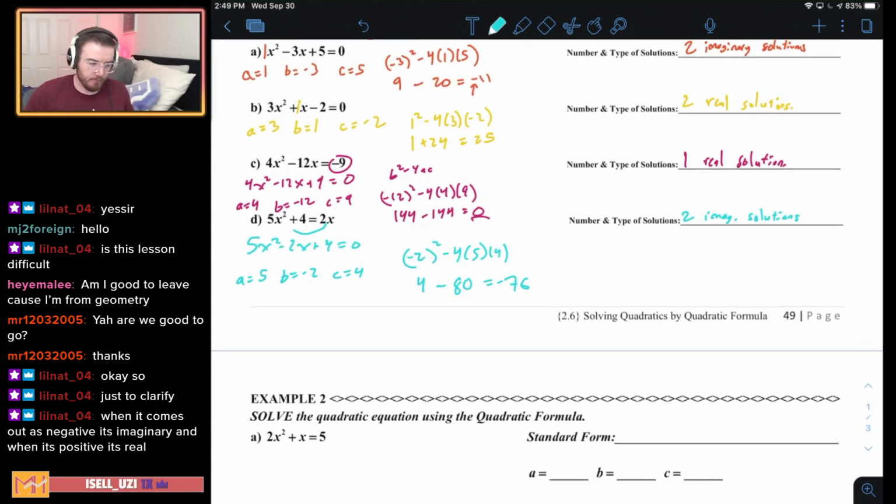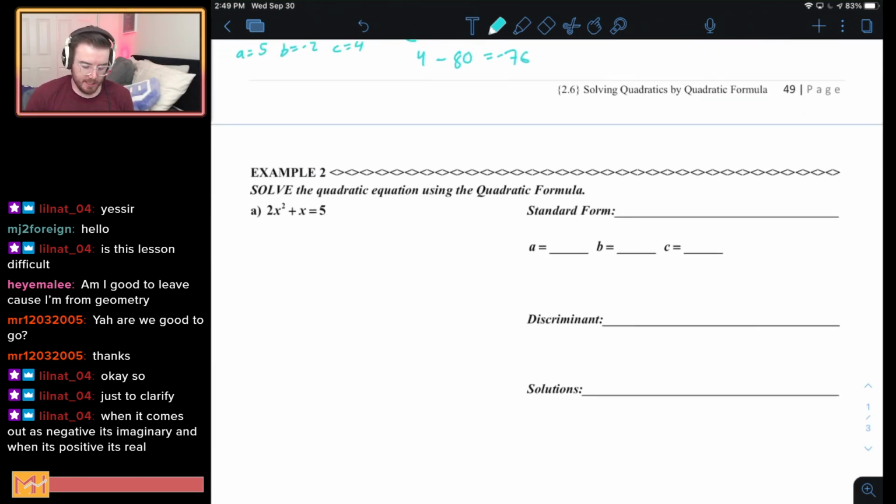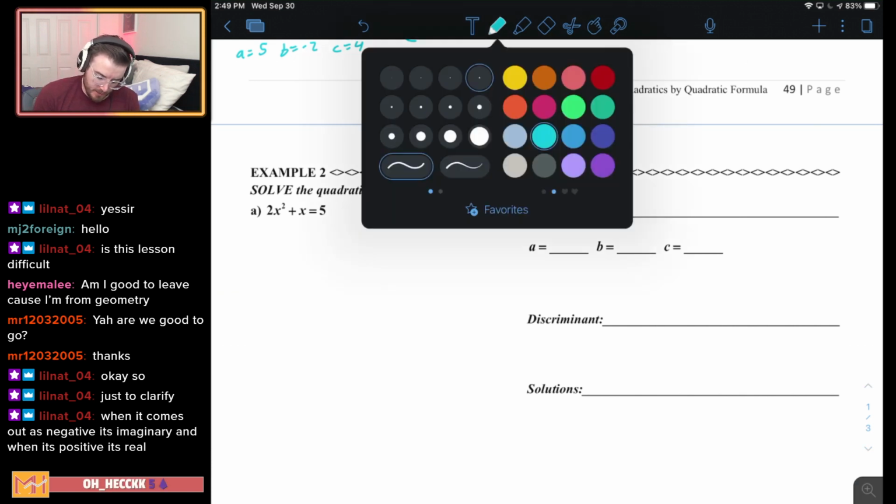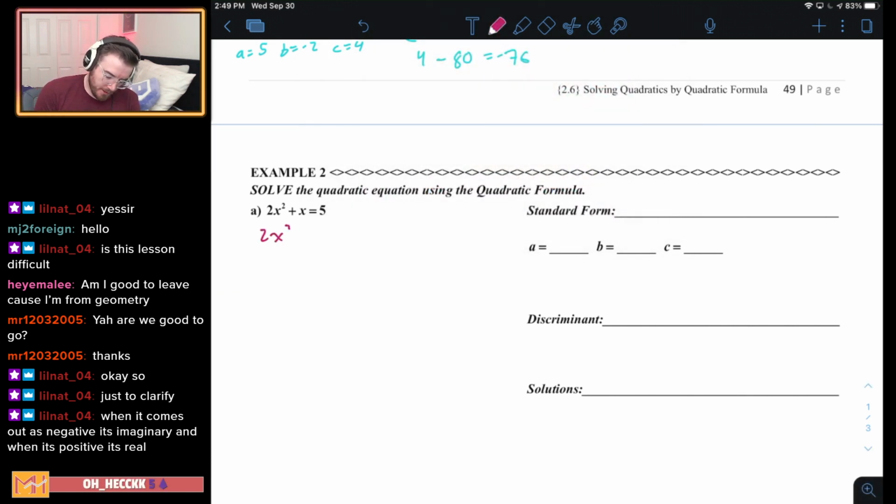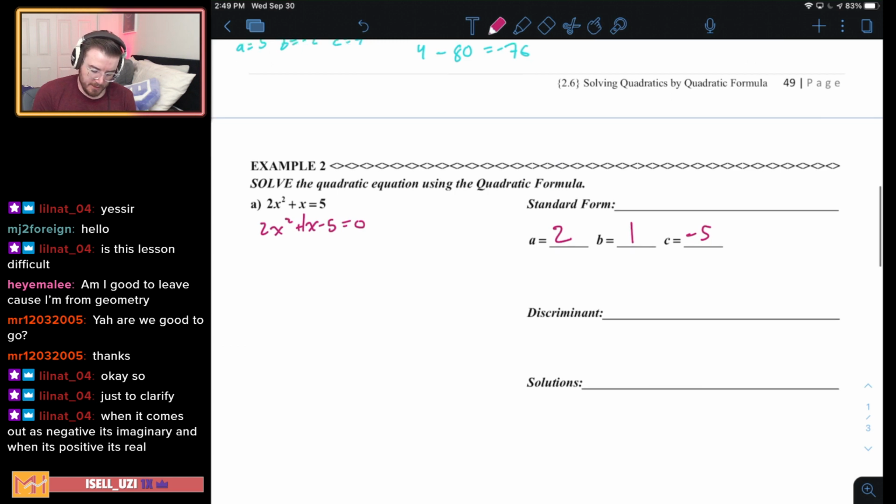Okay, so let's do it all the way out. Let's actually solve one of these guys. So we set it equal to 0 first. And we can see that A is 2, B is 1, and C is -5. And I already wrote this in standard form over there, so draw an arrow. Okay, there we go. There's my standard form, ax squared plus bx plus c.